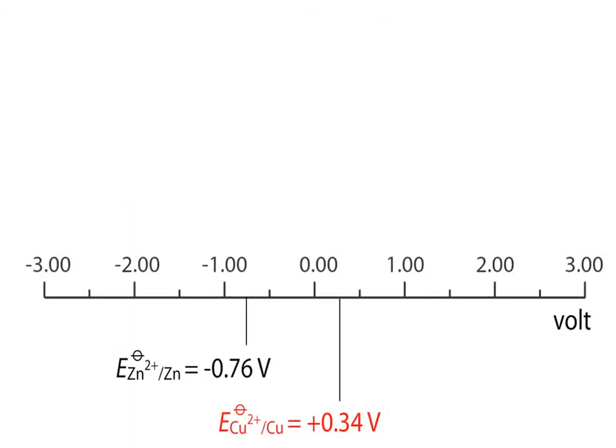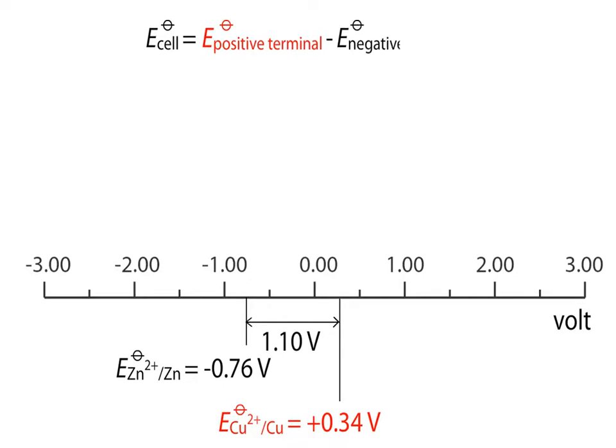To predict the cell potential from the standard electrode potentials, we just take the difference between the two standard electrode potential values. For our copper zinc cell, this is 1.10 volts. As a formula, it can be worked out as the standard cell potential equals the standard electrode potential of the half cell that forms the positive electrode, subtract the standard electrode potential of the half cell that forms the negative electrode.